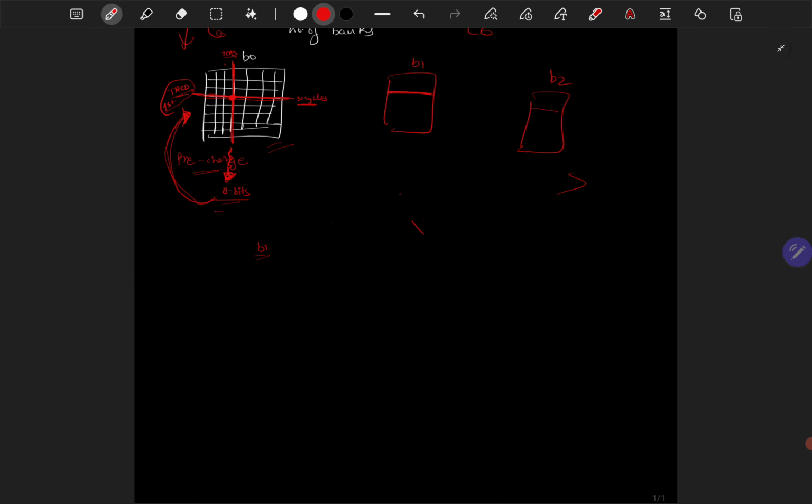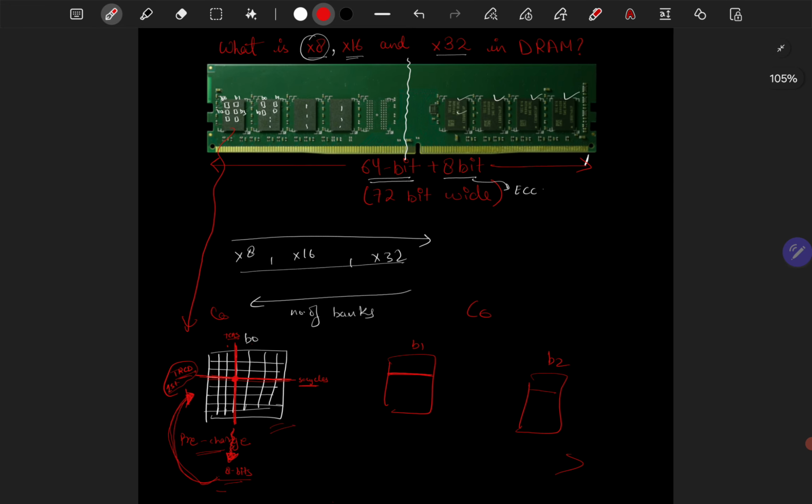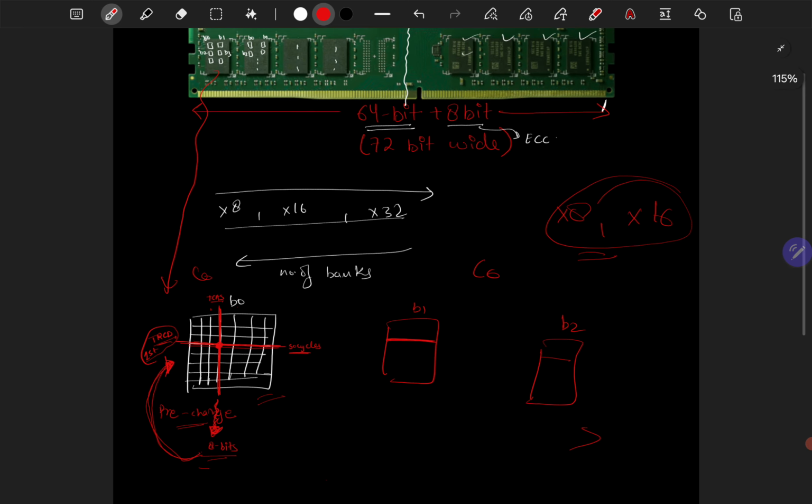But since in x16 the number of banks gets reduced, my overlapping gets reduced and my throughput decreases. So this is why x8 is preferred over x16 to get more and more performance. We will talk about the other advantages in other videos.